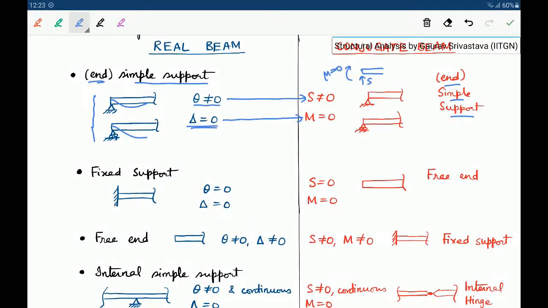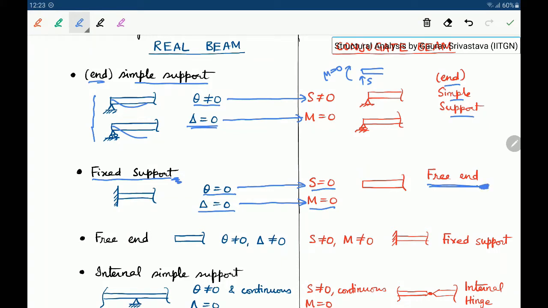The second situation is, let's say there is a fixed support for the real beam. In a fixed support for the real beam, we know that the slope and the deflection both will be 0, and hence we want the shear force and the bending moment both to be 0 in the conjugate beam. A situation where both shear force and bending moment are 0 is when you have a free end. So a fixed support of a real beam becomes a free end for a conjugate beam.